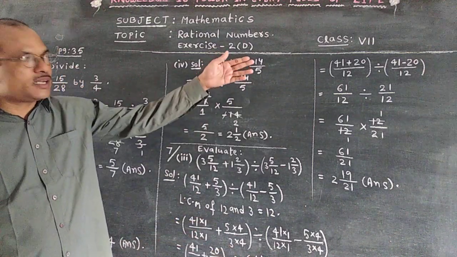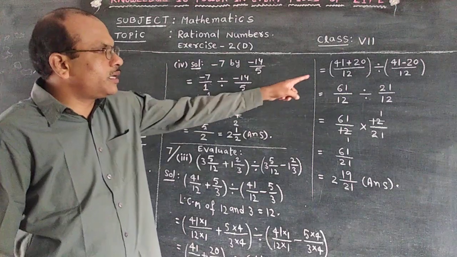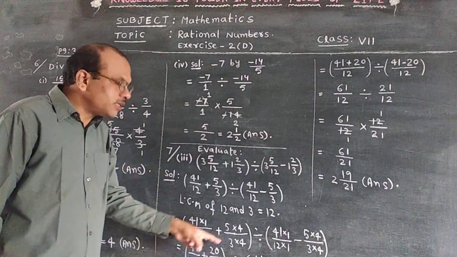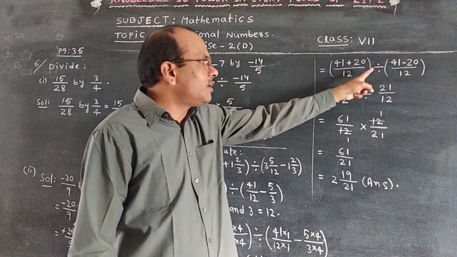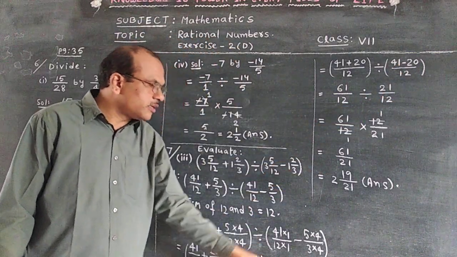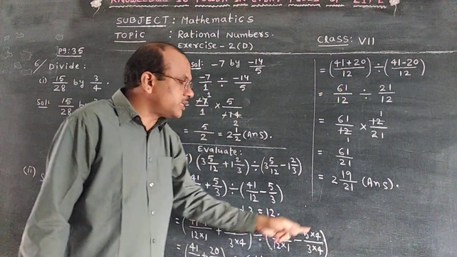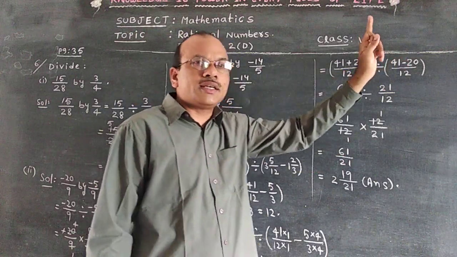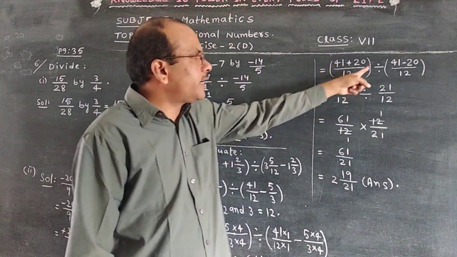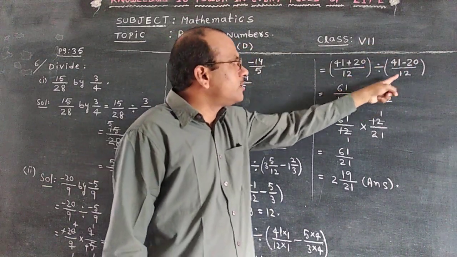So now all the denominators are 12. Now our task will be easy. See that here 12 and 12 are the same denominator, so the common denominator 12 is written. Here the numerator is 41 plus 20. So 41 plus 20 divided by, in another bracket, 12 and 12 same denominator, so let us write 12 as the common denominator. Then 41 minus 20 is written in the numerator part. This addition gives you 61 by 12. Again divided by symbol. 41 minus 20 gives you 21 by 12.